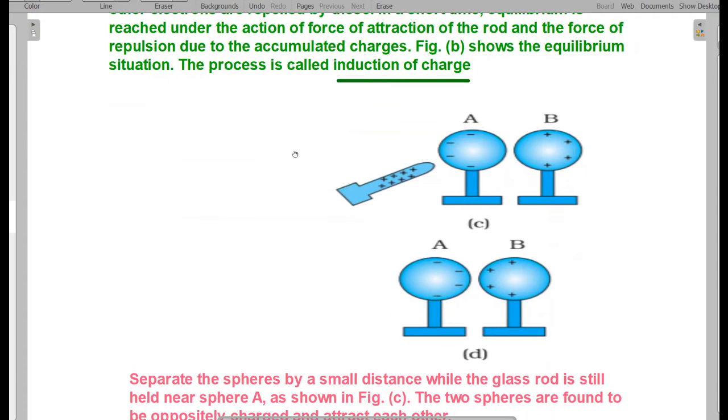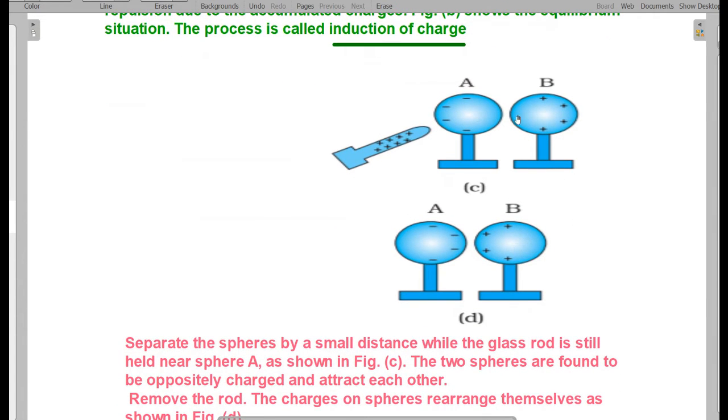Next, let us see. The two spheres are not in touch now. They are separated by a small distance, while the glass rod is still held near sphere A, and the glass rod is also not touching either of the spheres. The two spheres are found to be oppositely charged and they attract each other.